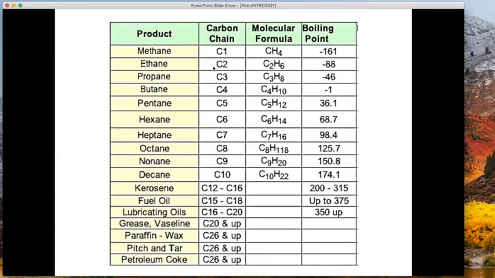And you can see that you can get carbon chains that are huge. 26 carbons, petroleum coke. What is that? Sounds like something that gets you in jail. So you see that the formulas, once again, follow patterns. But what I am most interested in this chart are the boiling points. That's the important part, okay?